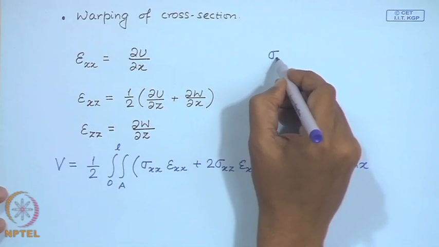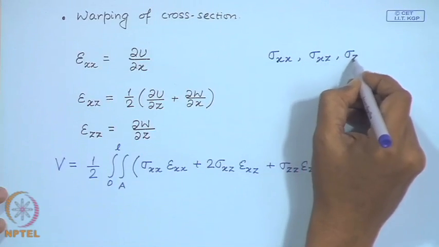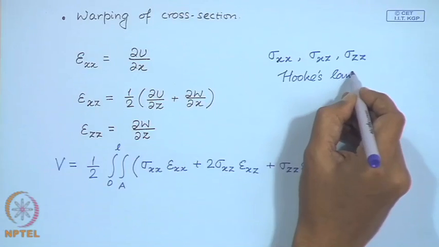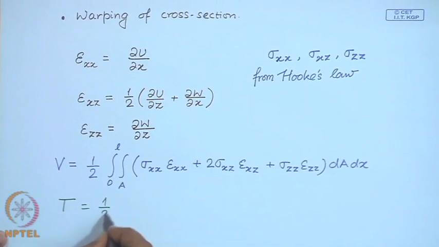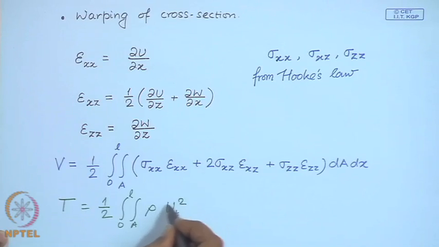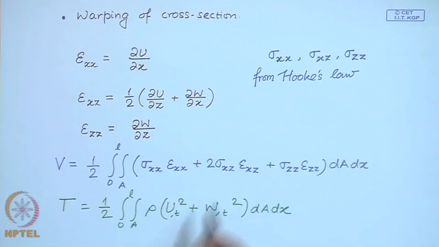Where this sigma xx, sigma xz and sigma zz are determined from the Hooke's law. So, once we have this, we can write down the potential energy. Similarly, kinetic energy can be written as 1/2. Now, once you have these expressions, then you follow the variational principle to derive the equation of motion. So, you can use this.